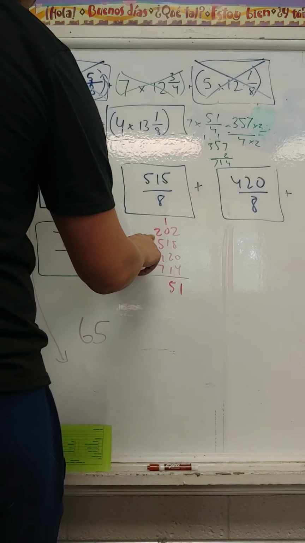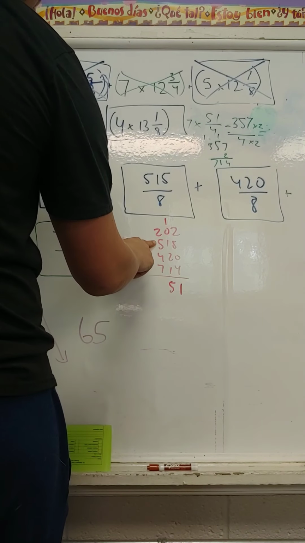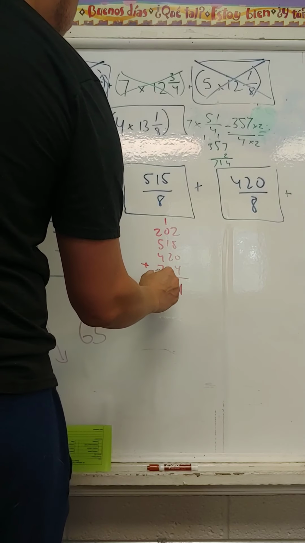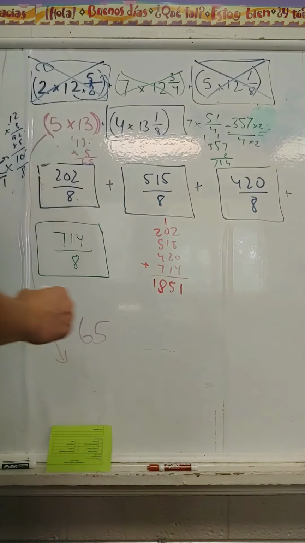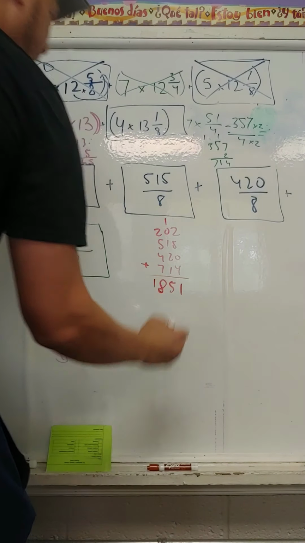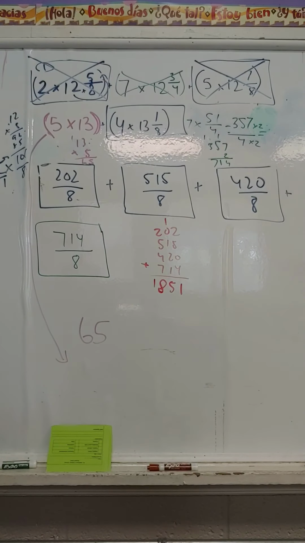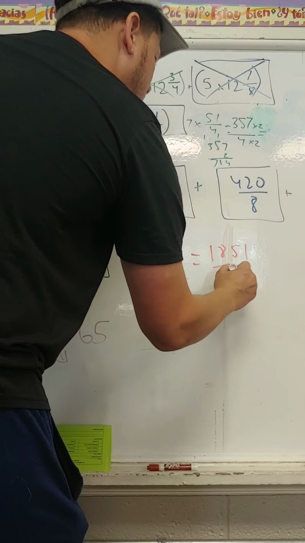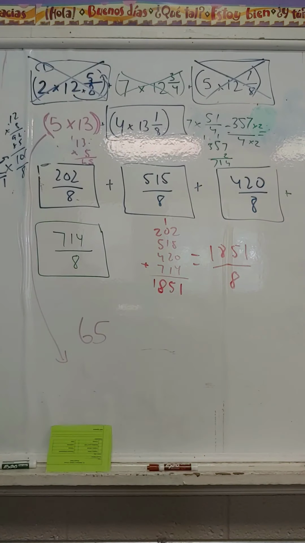And 2 plus 5 is 7. Okay, plus 4 is 11. Plus 7 is 18. Okay, so we get 1851. Okay, so our total is 1851 over 8. Denominator stays the same. Now that we've made it through that bad boy, what's our last step?